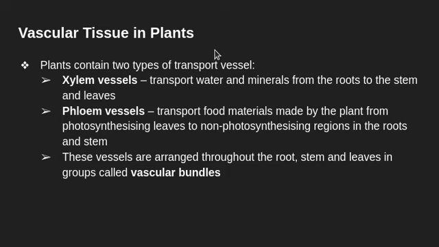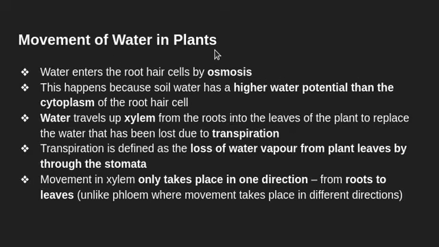Then we have the phloem vessels, which are responsible for transporting food material made by the plant from photosynthesis to all the non-photosynthesizing regions in the plant, which are the roots and the stem, right? These vessels are arranged throughout the roots, stem, and leaves in groups called vascular bundles, right? So whenever we talk of the vascular tissues, we have to think of the xylem and the phloem vessels. The xylem being responsible for transporting water, and the phloem being responsible for transporting food material, right?